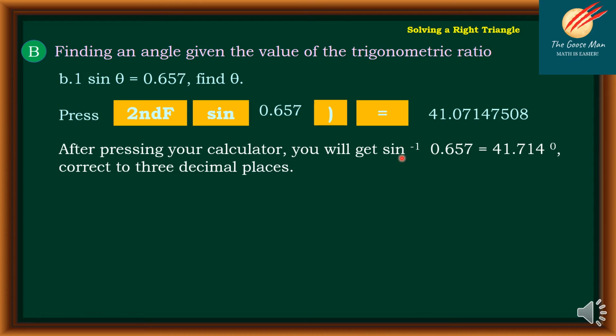Again, after pressing your calculator, we read this one as arc sine. That is sine raised to negative 1, read as arc sine. Arc sine of 0.657 is equal to 41.071 degrees, correct to 3 decimal places.